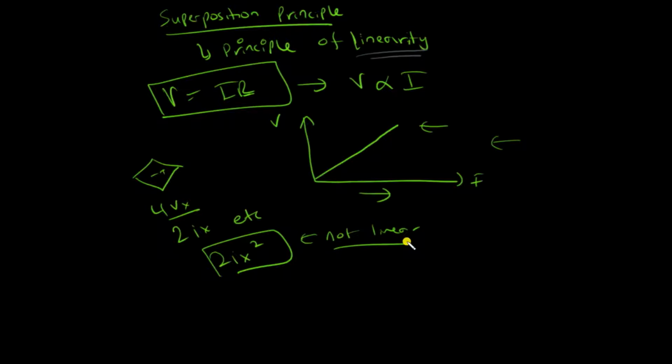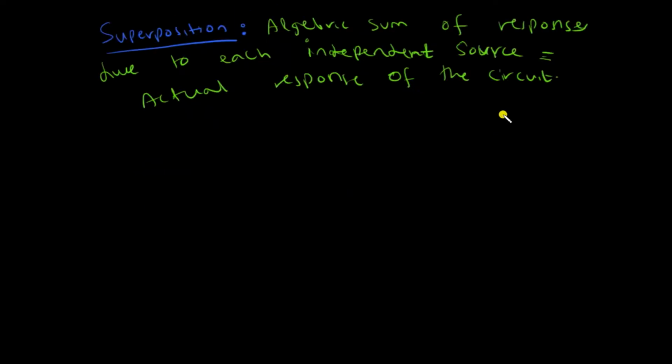So now let's see what superposition actually is. Superposition states that the algebraic sum of responses due to each independent source in a circuit would be the actual response of the circuit. Now, what is the response? The response can be anything. It can be the current in a wire, the voltage across two points, any value in the circuit. I won't go into the proof of this because that would be a little useless and complicated in my opinion, but I'll use an example to demonstrate how you can use this.